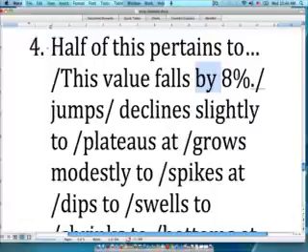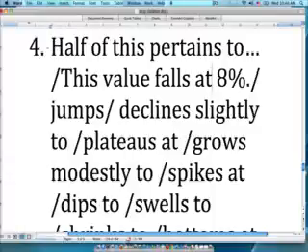Now, sometimes even students make the mistake of using words like at. I mean, at has a totally different meaning. If we say this value falls at 8%, that means that when the value got to 8%, at that point it started to fall. So be careful with the words as you use them. Okay, plateaus at, grows modestly to. Modestly, good word to know.